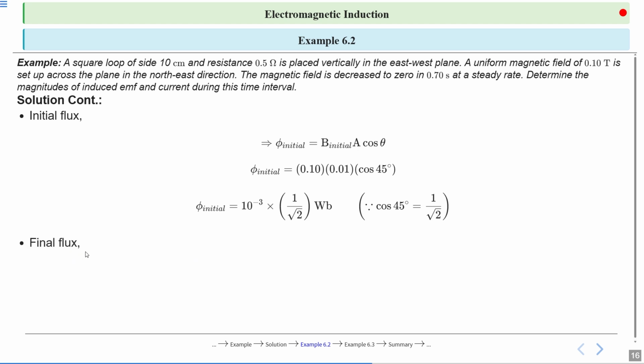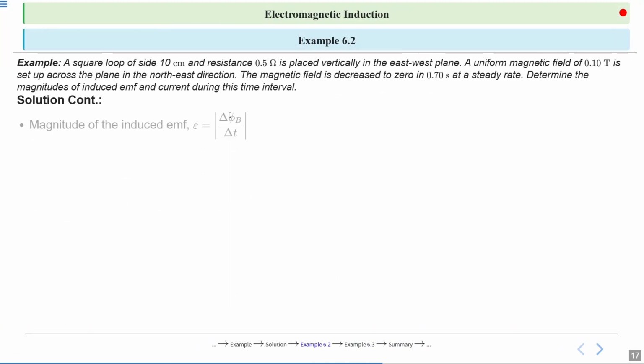And what is the final flux? Final flux will be B final A cos theta. Now B final is 0. We are decreasing the magnetic field to 0. So this final magnetic flux will be 0 because B final is 0. Okay. Now we are going to calculate the change in magnetic flux.